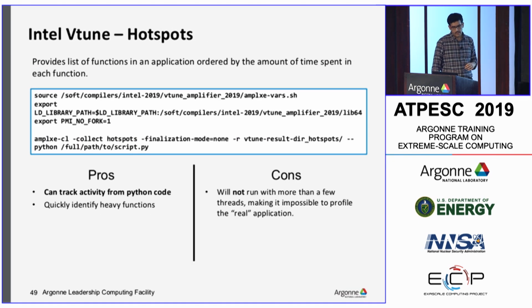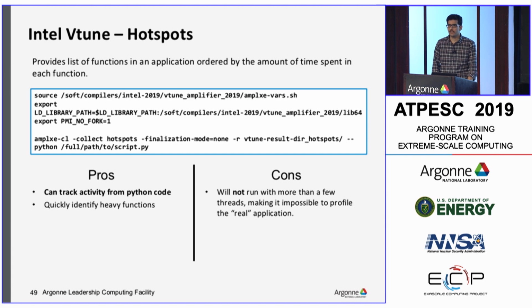And the other thing is called hotspots. When you use this on the command line, you use an option called collect. That's the action that you take. So you're collecting the hotspots, and you can dump that into an output file. There's something called a finalization mode, where you aggregate all of the data.